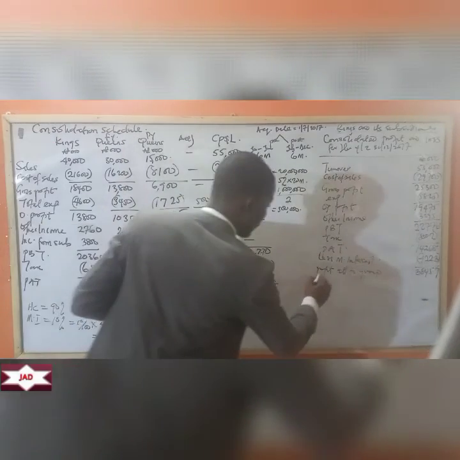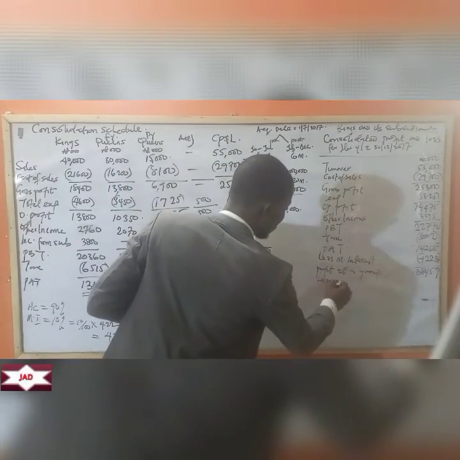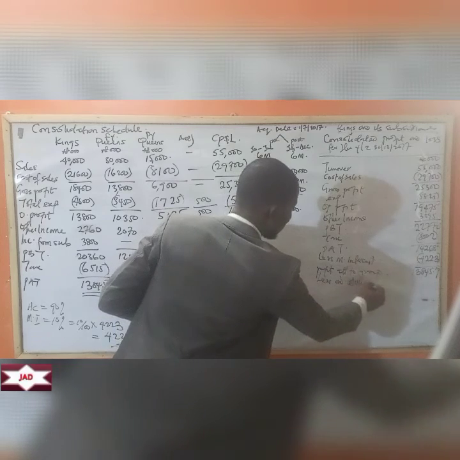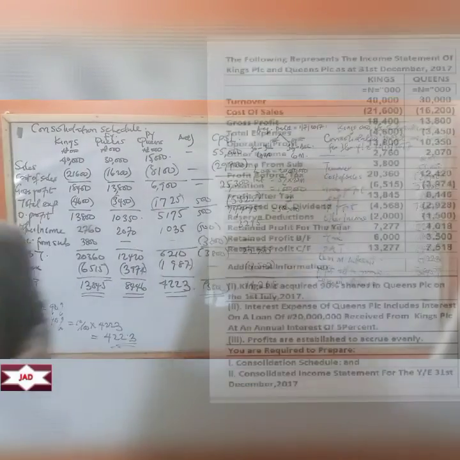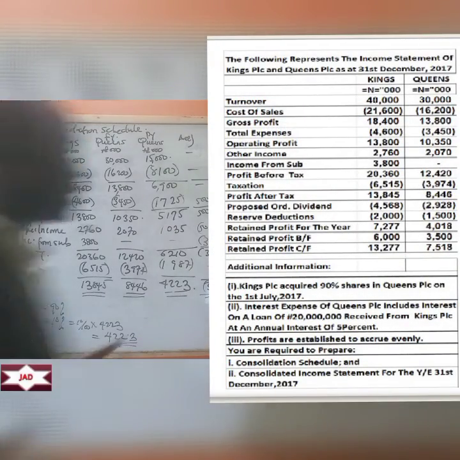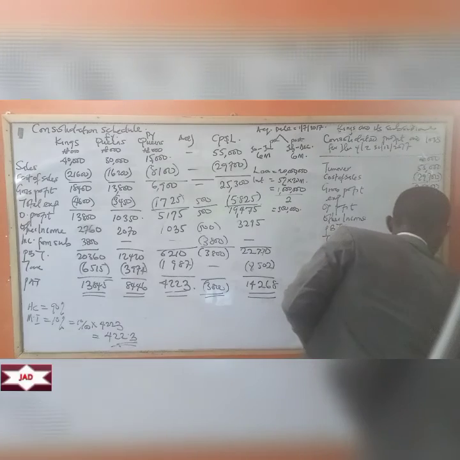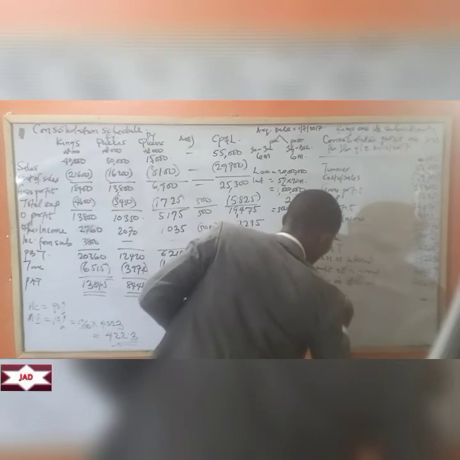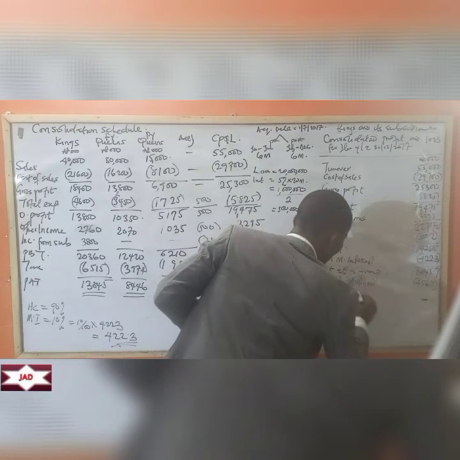Say less what? Ordinary dividend. The dividend that the group wants to pay. That's the holding company. What do you have? 4,568. We're taking that out. The question has reserve deductions. So we take out reserve deductions.